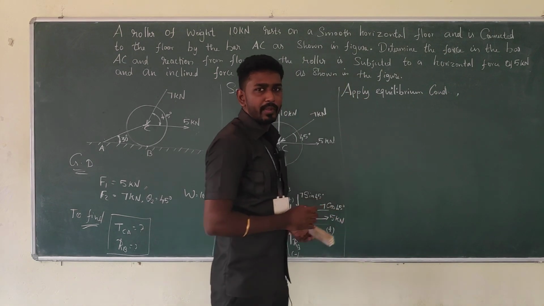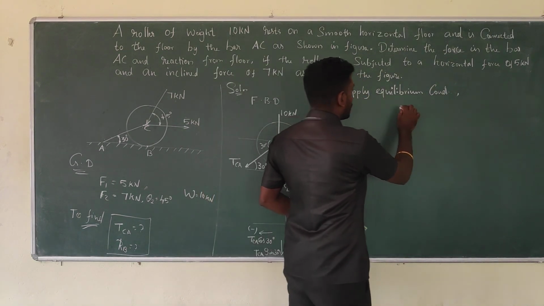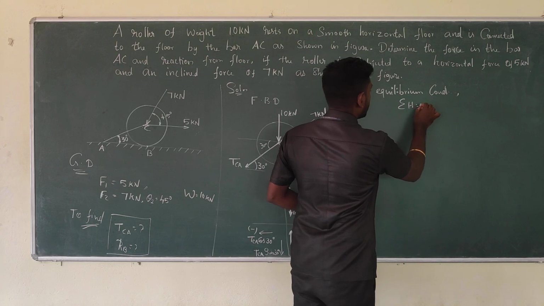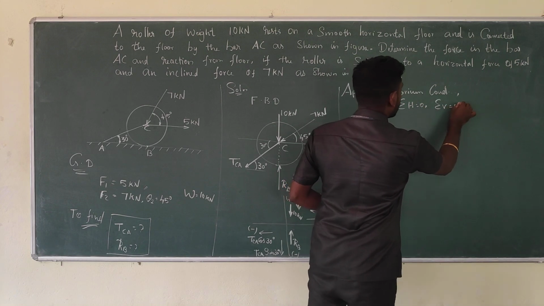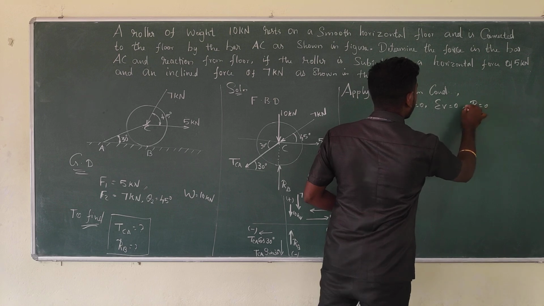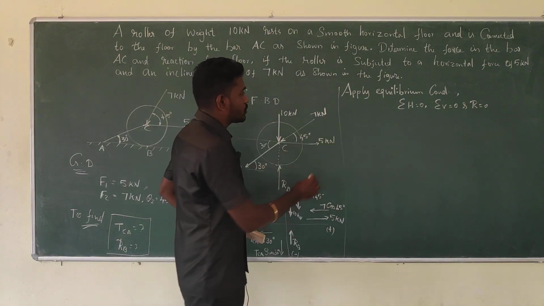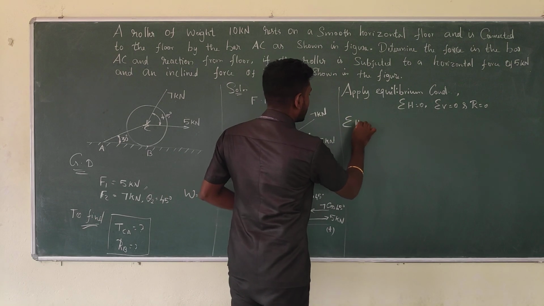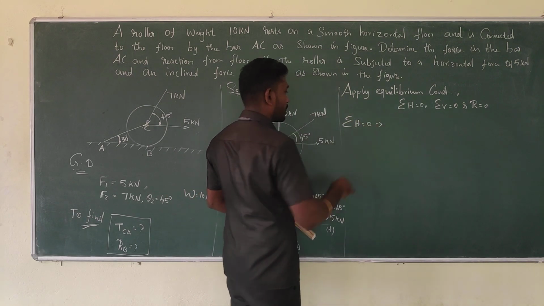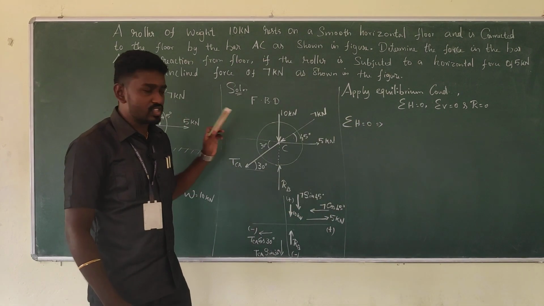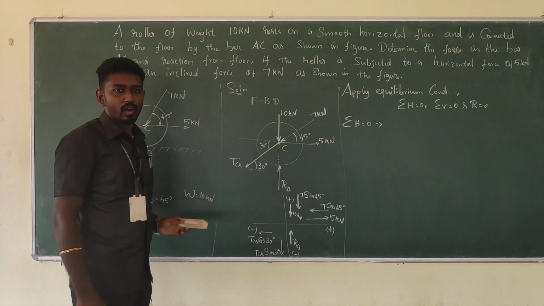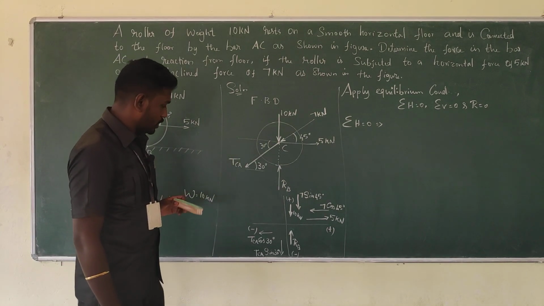Okay, so the equilibrium conditions are: the sum of horizontal forces is equal to 0, the sum of vertical forces is equal to 0, and the resultant force is equal to 0. Let's apply the sum of horizontal forces equal to 0 first. Just add all the horizontal forces and make it 0.